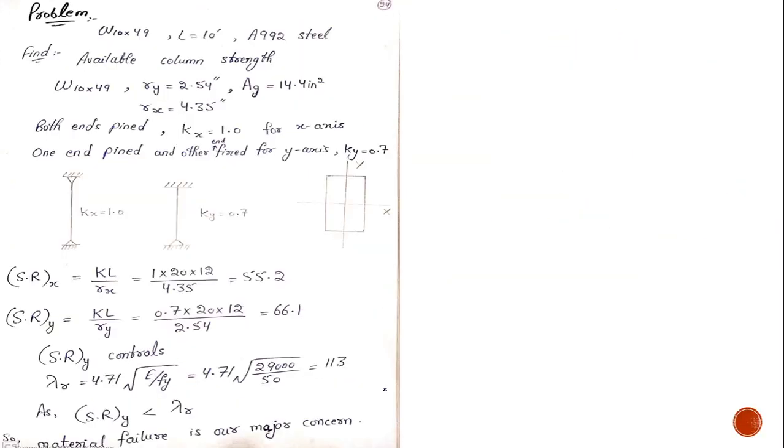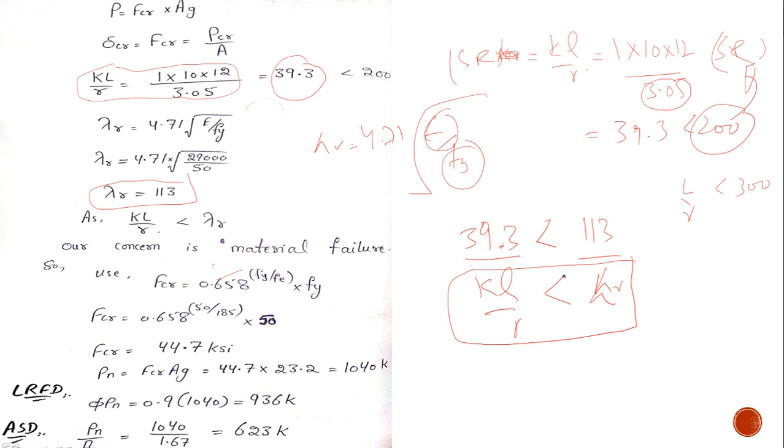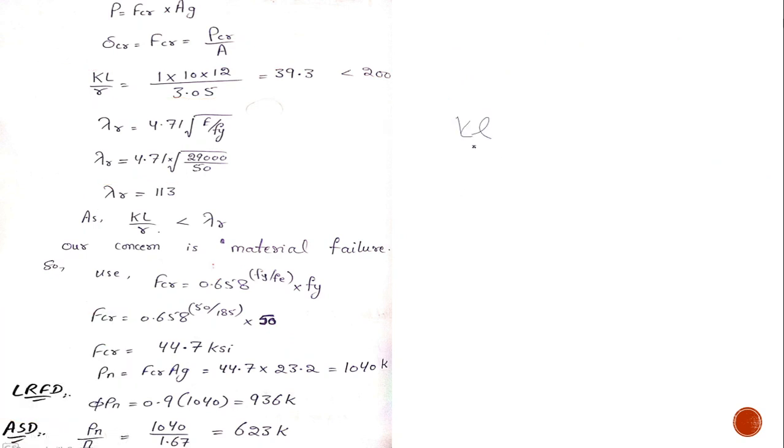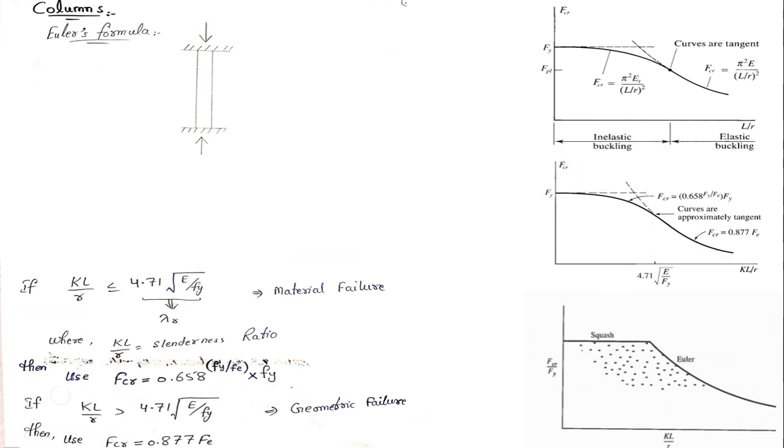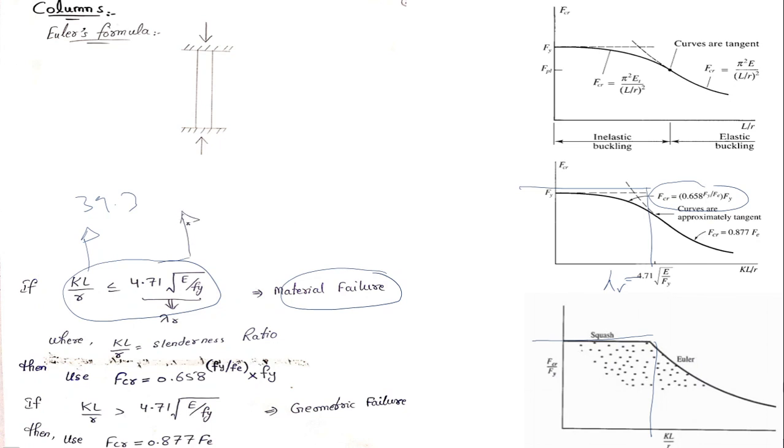In this case, I have KL by R values less than lambda R. KL by R is 39.3 and lambda R is 113. Going back again, I want to reiterate it so that you can easily understand. KL by R is less than lambda R. I am somewhere here. It means squash region. It means I have to use this equation. It means it's a material failure. Yes, this is my case, 39.3, and this was found to be 113.